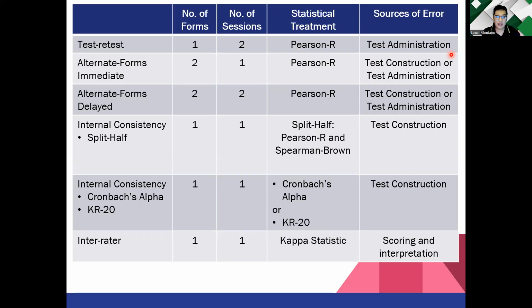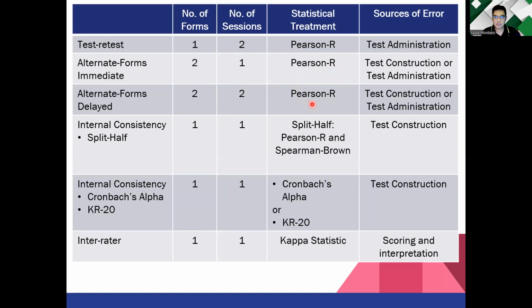Okay? Alternate forms, immediate or delayed. Okay? In both immediate and delayed, you use two forms, so dalawang version ng test. Okay? Tapos, ang pinagkaiba yung number of sessions. Sa immediate, since binigay mo yung dalawang forms, one after the other, you only need one session. Sa delayed, para ka nag-test-retest, you need two administrations. And you use Pearson R in both to compute for the coefficient of equivalence.